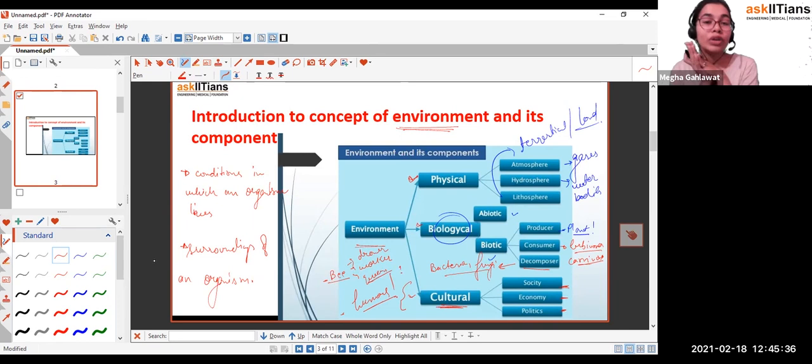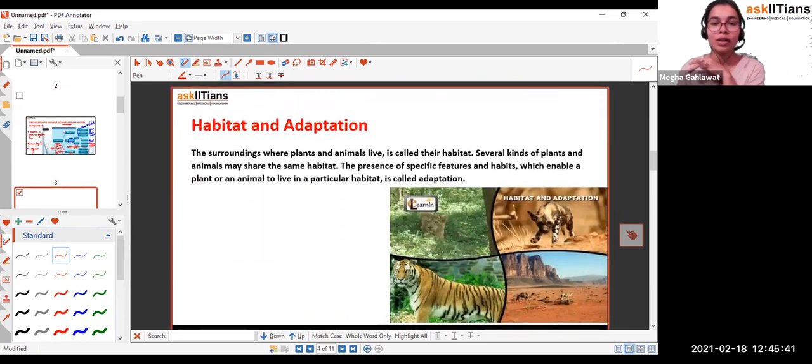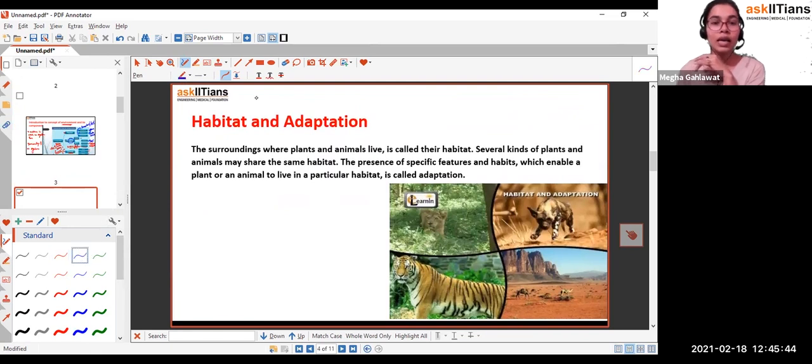Now that we are briefed about the environment and the components, we're going to move forward to the habitat and the adaptations, right? You see, habitat is where the organisms live naturally, where they proliferate naturally. Now, it is very common for you to get confused between the habitat and the environment, but listen to this: habitat is the part of an environment, whereas environment is a big, big term. It is a composite term for everything which is found on the planet. Okay, so the surroundings where the plants and animals live is called their habitat.